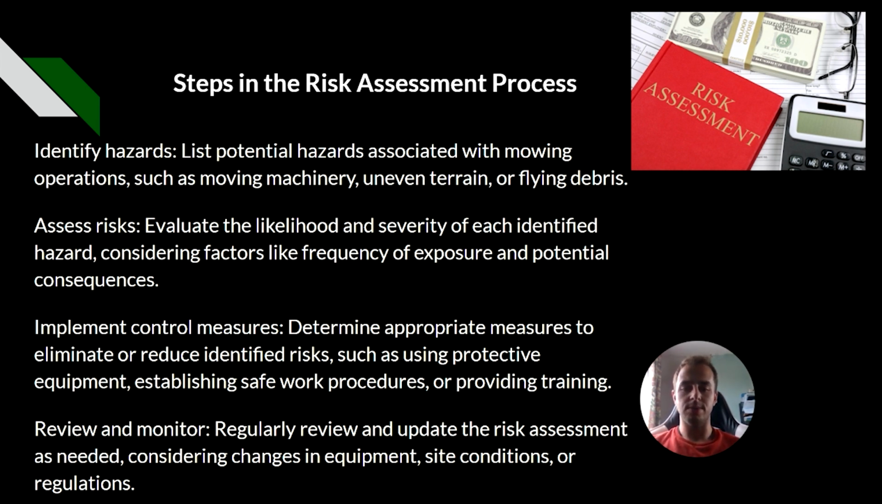Implementing control measures determines the appropriate measures to eliminate or reduce identified risks, such as using protective equipment, establishing safe working practices, or providing training for the staff. Next, we need to review and monitor. We should regularly review and update the risk assessment as needed, considering changes in equipment, site conditions, or regulations. You'll often see in industries such as tree work or ARBs where they will actually do a risk assessment on every single site and every tree, because each one of those situations has completely different variables and might have different hazards which need to be taken into account.